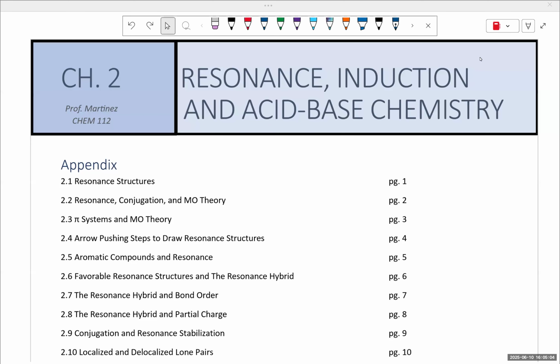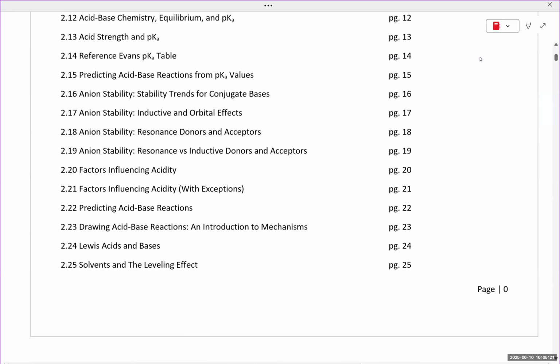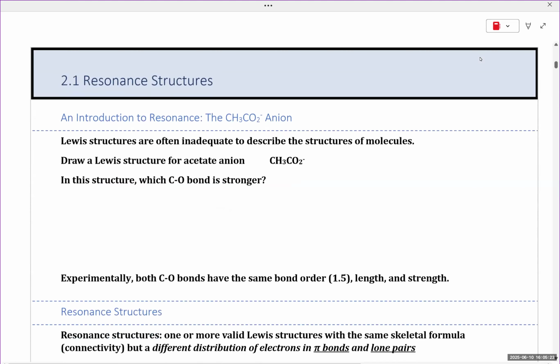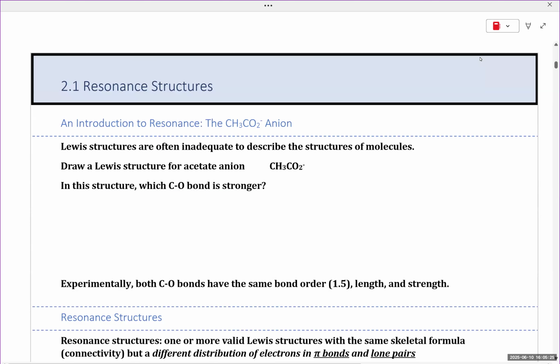Continuing on with the organic chemistry lecture series, today we're going to be discussing Chem 112, Chapter 2, which focuses on resonance, inductive effects, and acid-base chemistry. First and foremost, let's begin by discussing resonance structures. A good introduction to this is to look at the acetate anion.